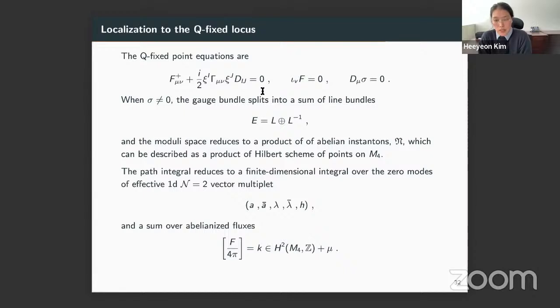If you try to compute the path integral of this SU(2) gauge theory, you can show that this path integral reduces to a finite dimensional integral over the zero modes of an effective 1D N=2 vector multiplet. In this case, M4 is always Kähler, so we have an additional set of supersymmetry. So we have a 1D N=2 supersymmetric theory, and then the integral reduces to the zero modes of the N=2 vector multiplet of the 1D theory. Here, A is again the complex scalar field valued in this infinitely long cylinder that I introduced before. And importantly, we also turn on some auxiliary field that corresponds to the auxiliary field in the 1D vector multiplet. And as in the u-plane integral story, we also have a sum over abelianized flux that I will denote by k.